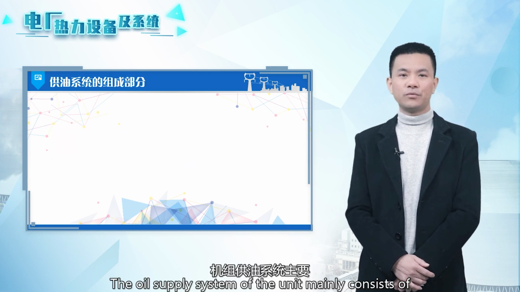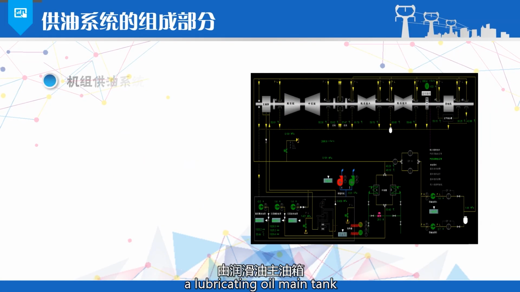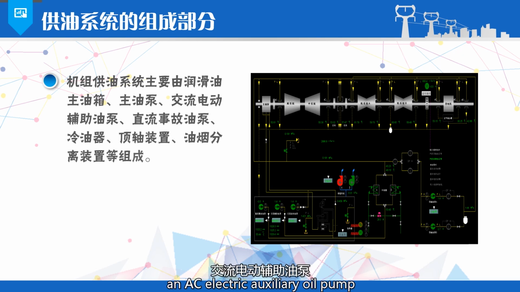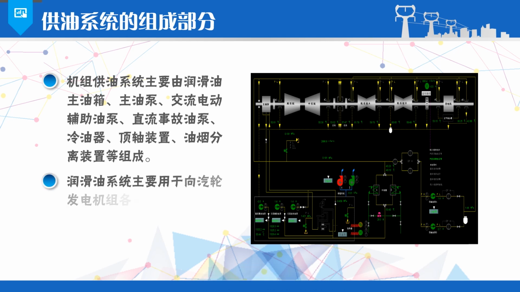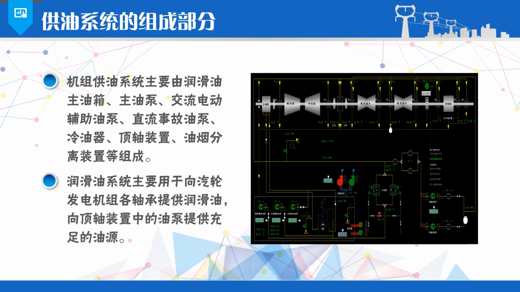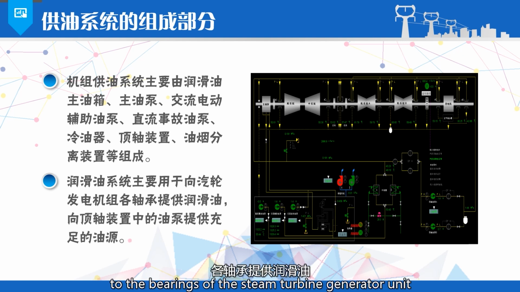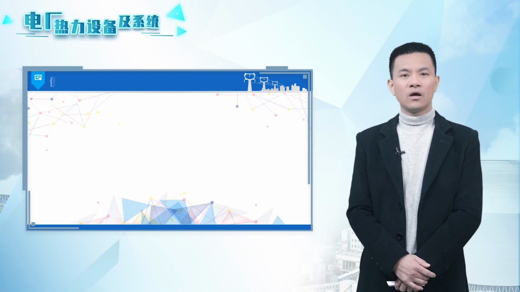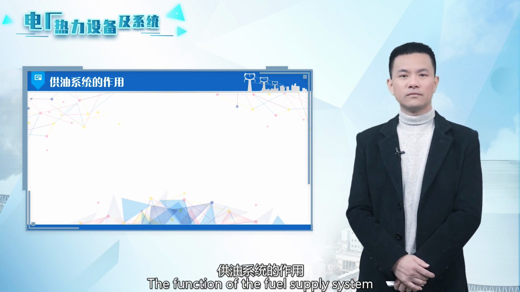The oil supply system of the unit mainly consists of a lubricating oil main tank, a main oil pump, an AC electric auxiliary oil pump, a DC emergency oil pump, an oil cooler, a jacking device, and a fume separation device. The lubricating oil system is mainly used to provide lubricating oil to the bearings of the steam turbine generator unit and to provide a sufficient oil source to the oil pump in the jacking device. The function of the oil supply system.